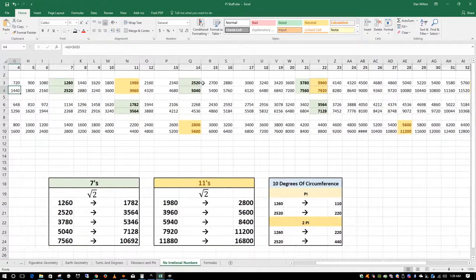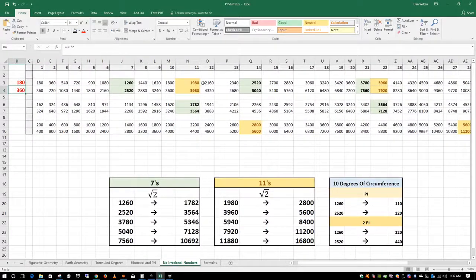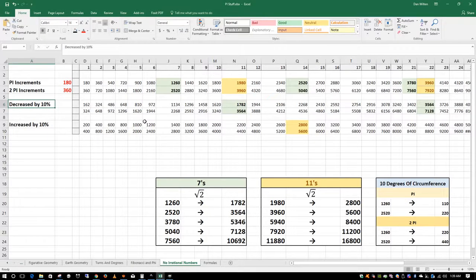And so if we take a look at the square roots of 2 down here, we can see that there's no irrational numbers used here either. The only thing that's actually happened is we've taken these numbers up at the top and we've decreased them all by 10%, and in some cases we've increased them by 10%. And this actually gives us the values of the square root of 2.